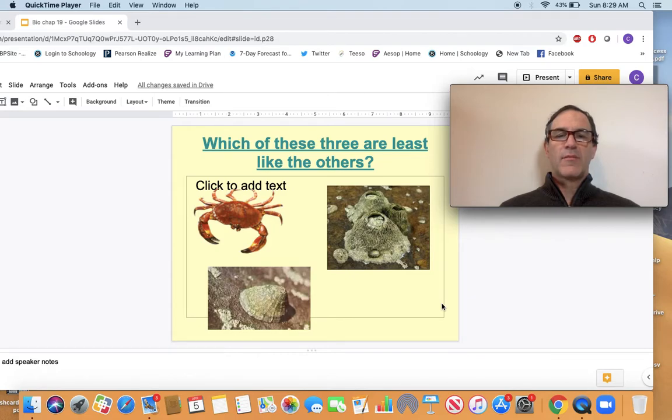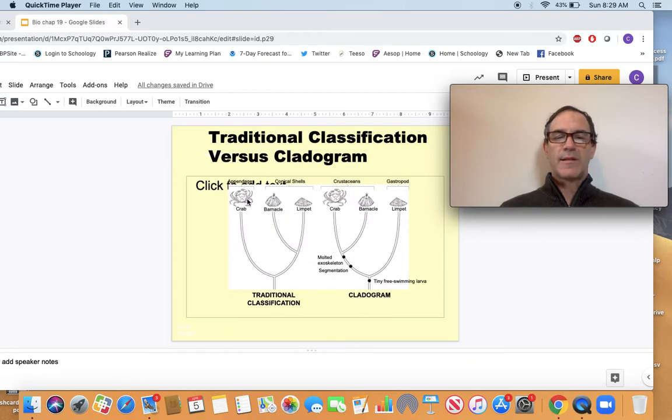Here's another example. Which of these three are least like the other? So I have three animals here, a crab, a barnacle, and a limpet. If you look at them, I'm guessing most of you will probably say, all right, the crab is the outgroup here, right? It has appendages, arms, legs, pinchers, and these other two are shelled organisms. And Carl Linnaeus actually would have agreed with you. He would have said, this is how we're going to classify traditionally. We're going to say the crab, and by the way, this is kind of like a family tree here. The crab is kind of off on its own branch. The barnacle and limpet, because they have shells, are more closely related.